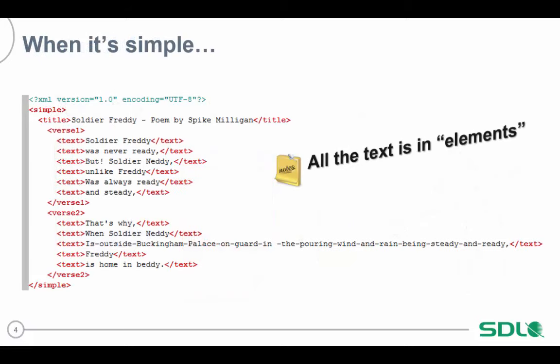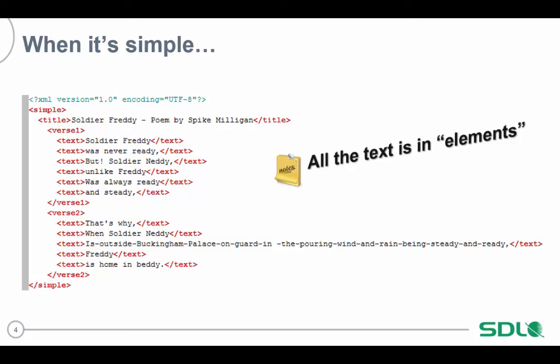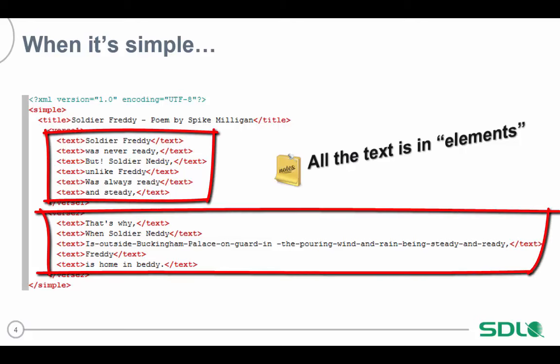So when it's simple, something like this, all of the text that we want to extract for translation is inside the elements. So you have Soldier Freddy, poem by Spike Milligan, inside the title element. And then within the text elements, we have the rest of the poem. Soldier Freddy was never ready, but Soldier Neddy, unlike Freddy, was always ready and steady, etc.